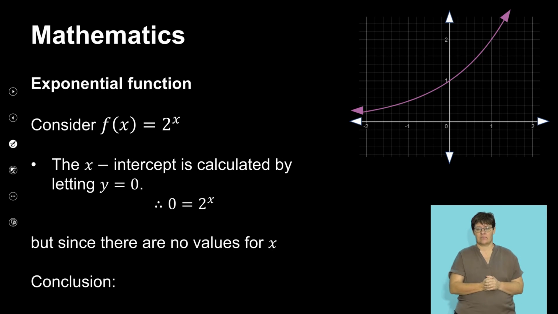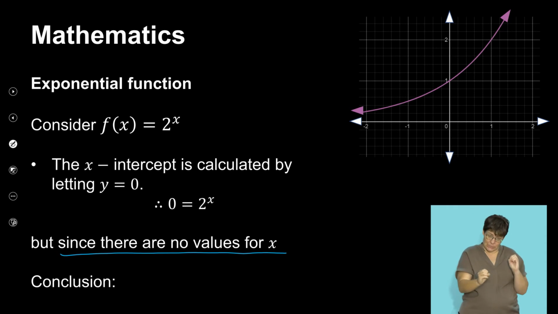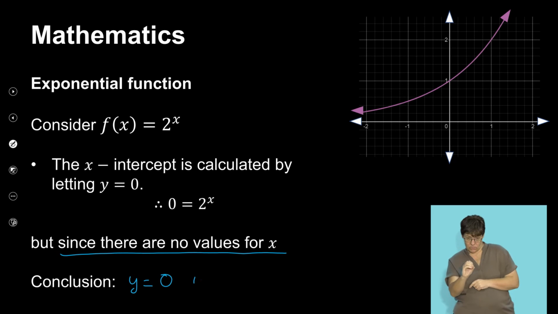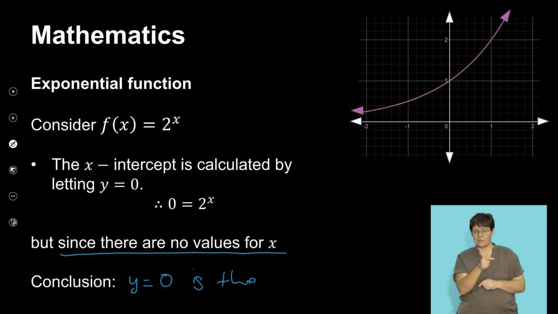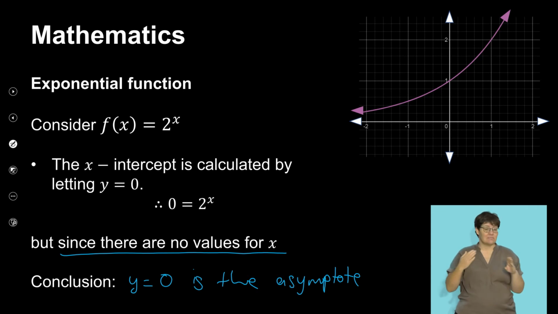And then the x-intercept is calculated rather by letting y equal to 0. So you can see, since there are no values for x where 2 to the exponent of x must give me 0, the conclusion will be y equal to 0 is the asymptote, right? So this is the asymptote of this particular graph. And also, it does not have the x-intercept. So in simple terms, there is no x-intercept.